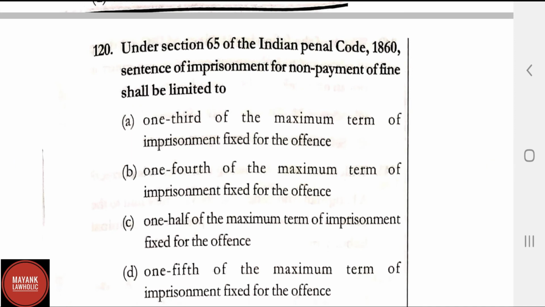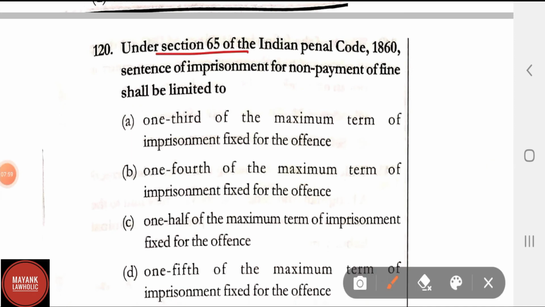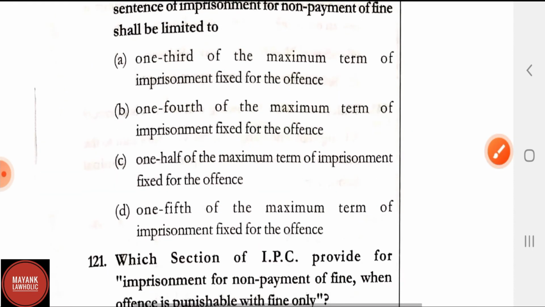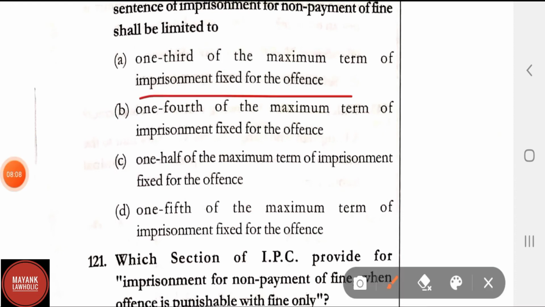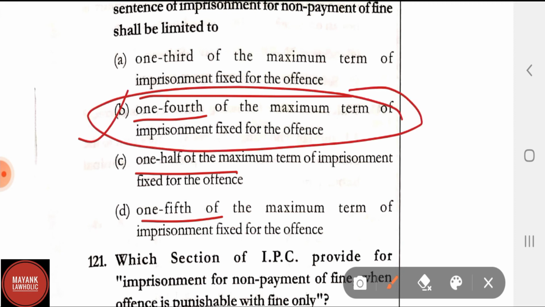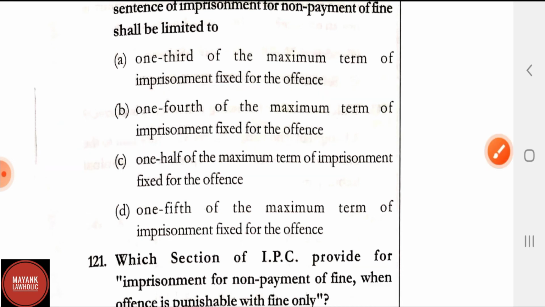Question number 120. Under section 65 of IPC, sentence of imprisonment for non-payment of fine shall be limited to: option A, 1/3 of the maximum term of imprisonment fixed for the offence; option B, 1/4 of the maximum term of imprisonment fixed for the offence; option C, 1/2 of the maximum term of imprisonment fixed for the offence; and option D, 1/5 of the maximum term of imprisonment fixed for the offence. Correct answer is option B, that is 1/4 of the maximum term of the imprisonment fixed for the offence.